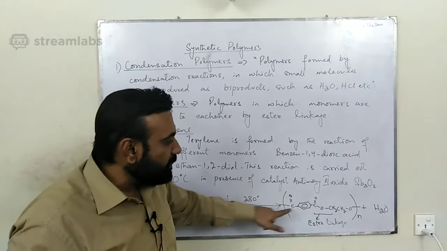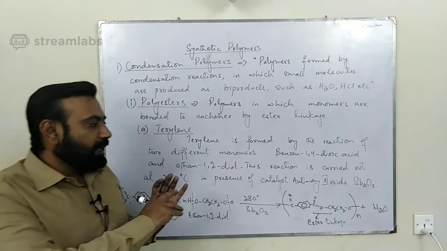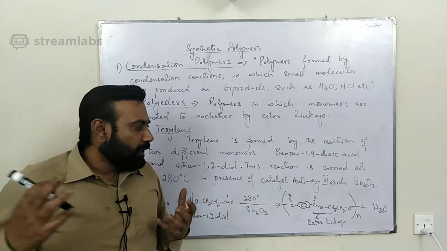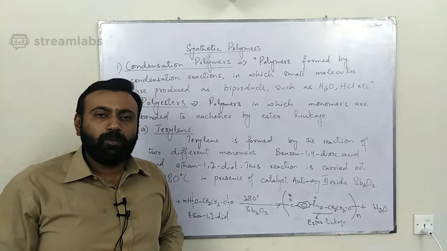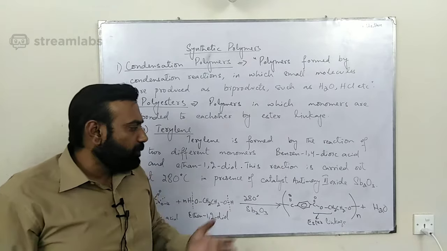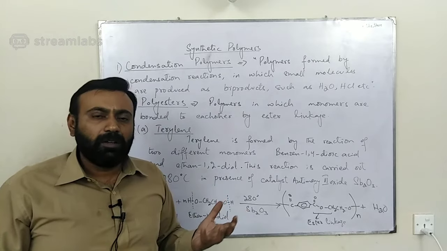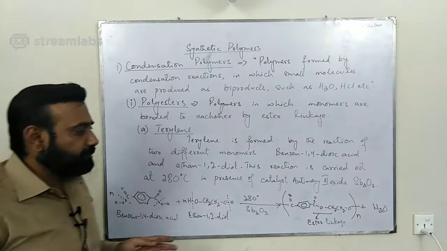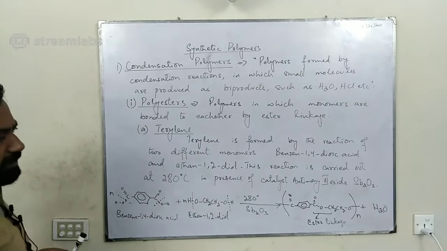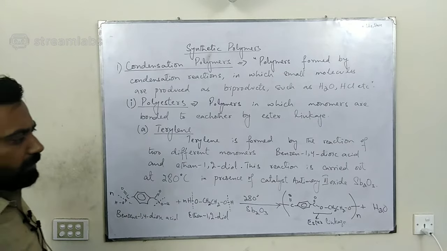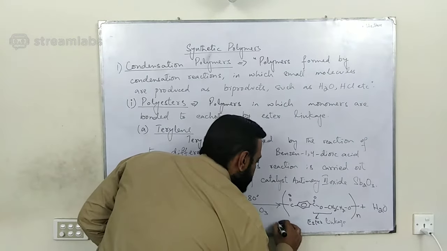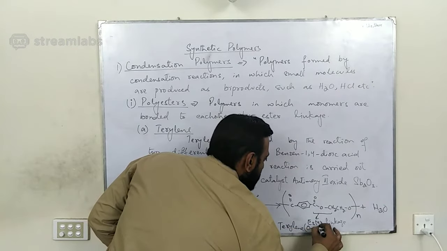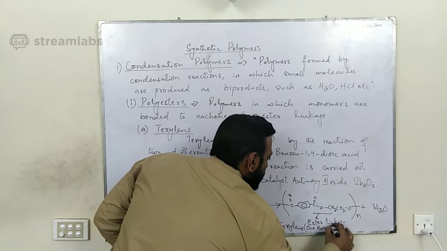And this continuation sign on both sides means that this type of chain is continued on both sides for n number of times. That n number could be any large number, like there could be 100 monomers, 1000 monomers, or even millions of monomers in one long chain. And this structure of terylene that I have drawn is one repeat unit. This is terylene, one repeat unit.